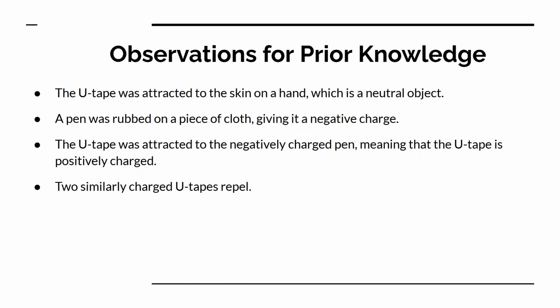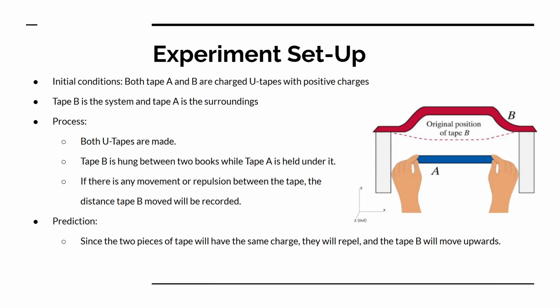Observations for prior knowledge. The U-tape was attracted to the skin on a hand, which is a neutral object. A pen was rubbed on a piece of cloth, giving it a negative charge, and the U-tape was attracted to the negatively charged pen, meaning that the U-tape is positively charged. Two similarly charged U-tapes repel.